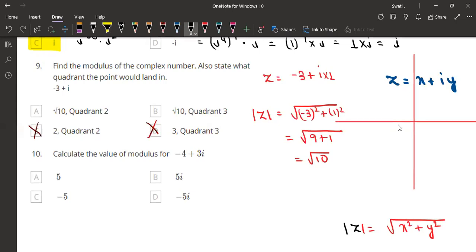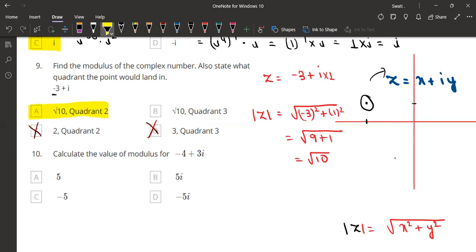Let us find the quadrant. It is minus 3, which is the real part. So where is minus 3? Minus 3 is somewhere here. And then i: on the top, we have the positive imaginary parts, and at the bottom, we have the negative imaginary parts. So it's the positive one, so i will be here. That means the common point will be somewhere here, and that is nothing but the second quadrant. So therefore, the correct option is option E.